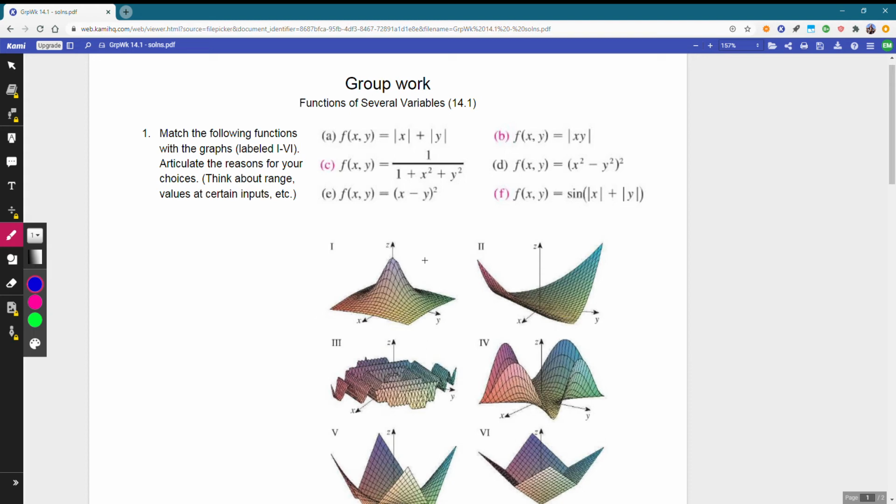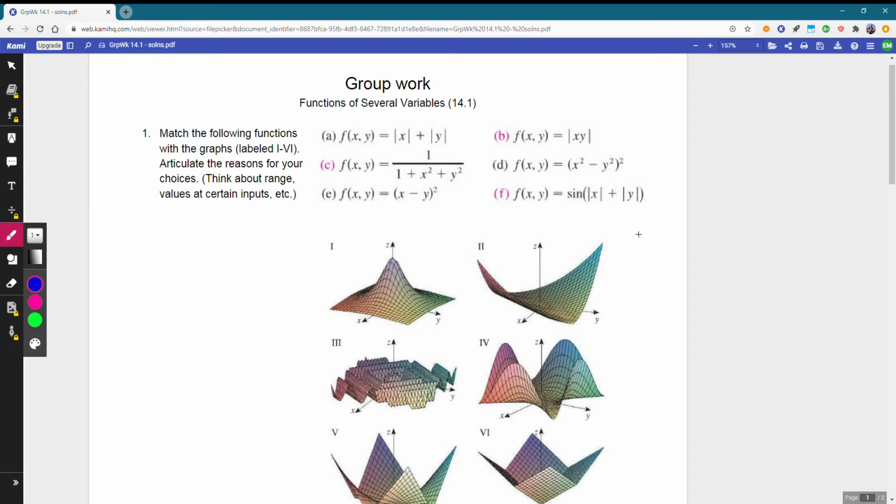All right, here we're going to walk through our group work on functions of several variables. First one, we got a mix and match, a number of different functions. I want to just play around with them, explore a little bit, and see which one of these graphs match up to which of these functions. So we can just pick up a few observations about each, and that should be enough to narrow down what these could be.